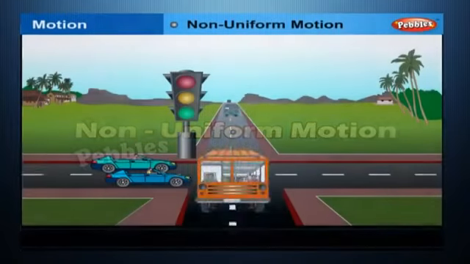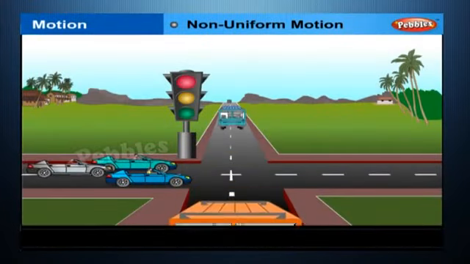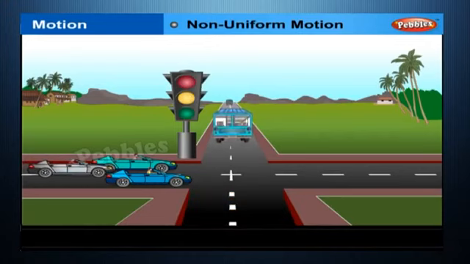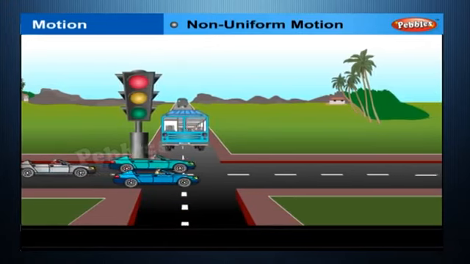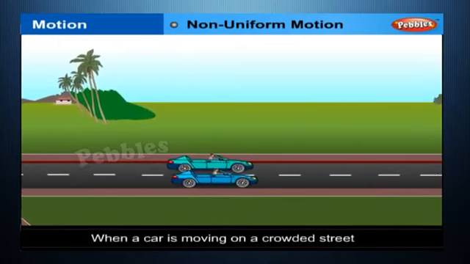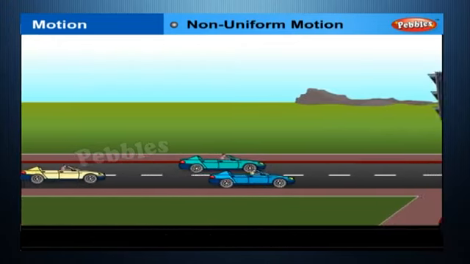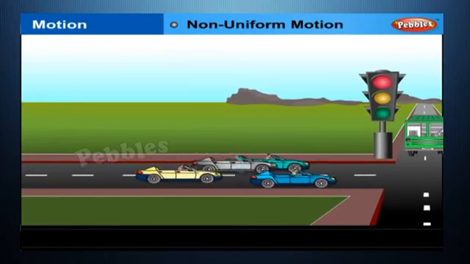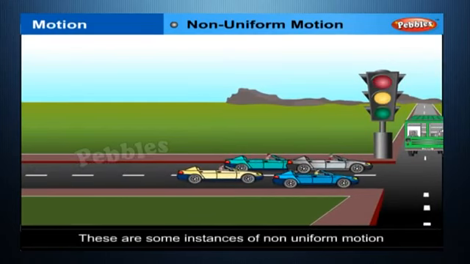Non-uniform motion. In our day-to-day life, we come across motions where objects cover unequal distances in equal intervals of time. For example, when a car is moving on a crowded street or a person is jogging in a park. These are some instances of non-uniform motion.